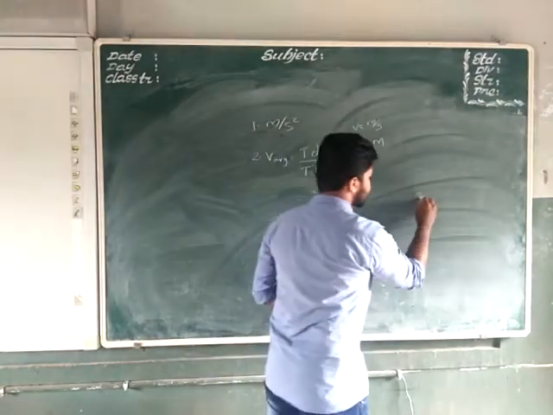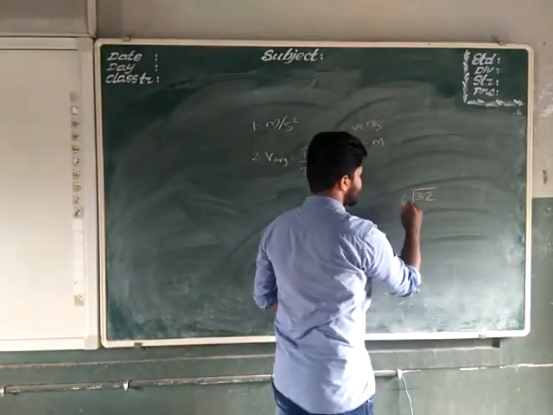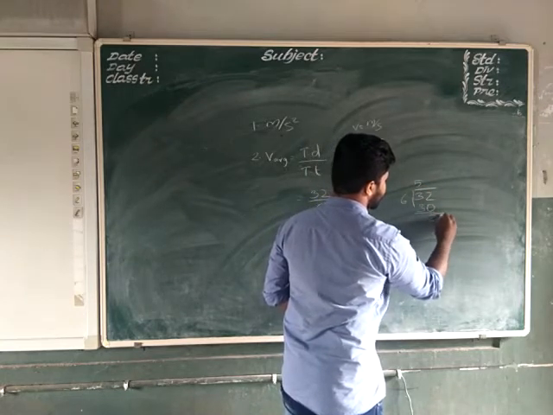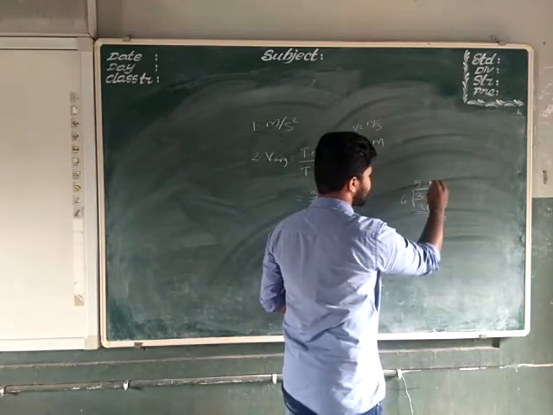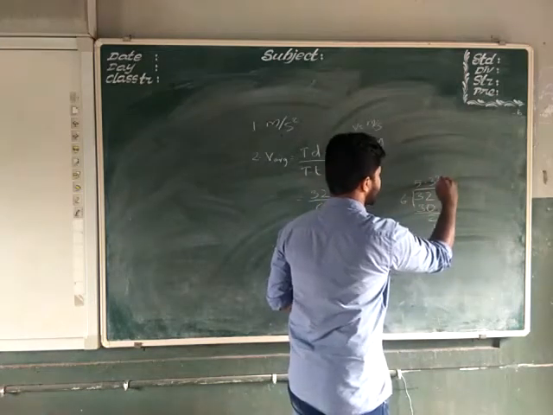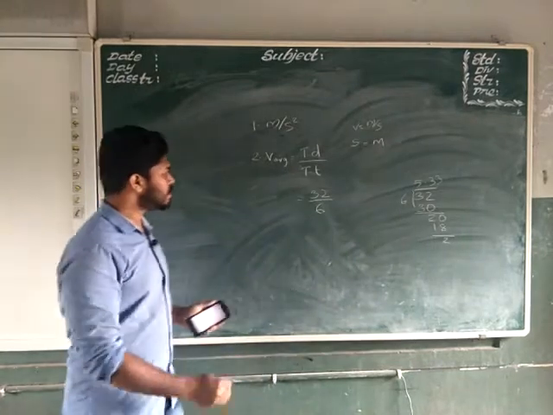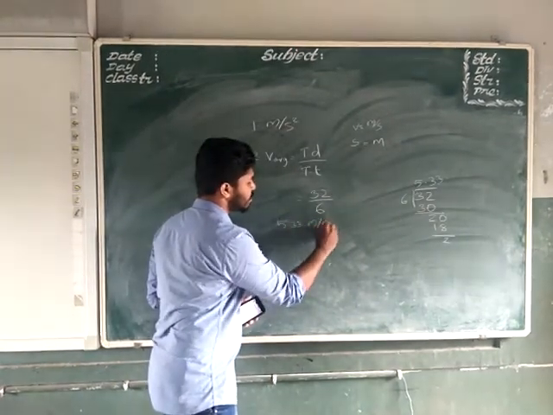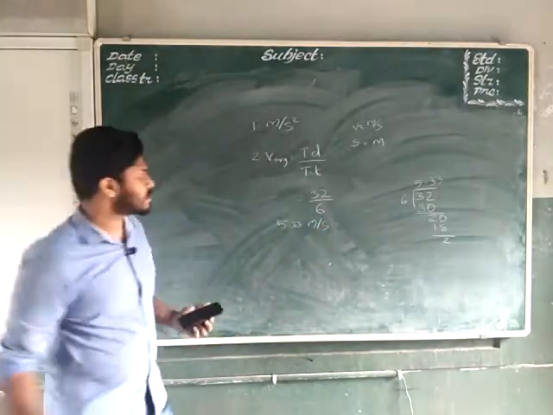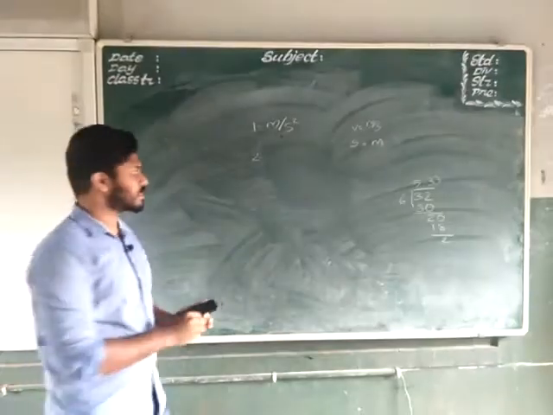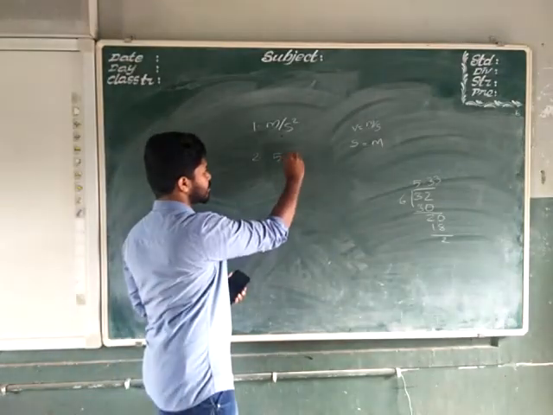32 divided by 6 gives 5, 5 into 6 is 30, remainder 2, then 5.3, 3 into 6 is 18, again remainder 2, this will go on. So it is 5.33 meter per second. That is the answer for the second one. So here the answer is 5.33 meter per second.